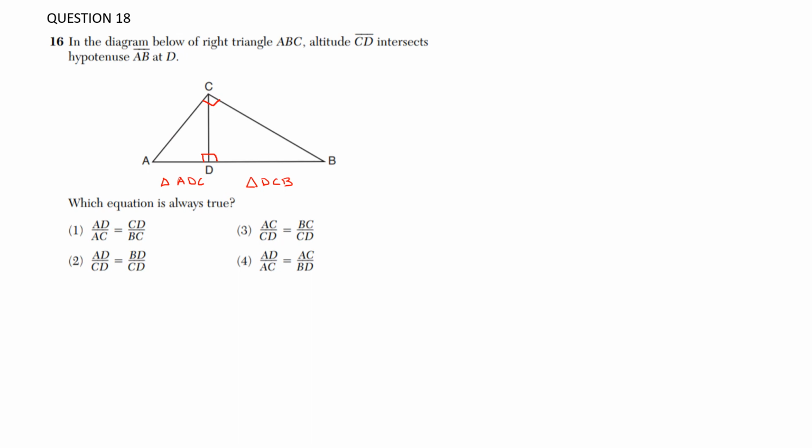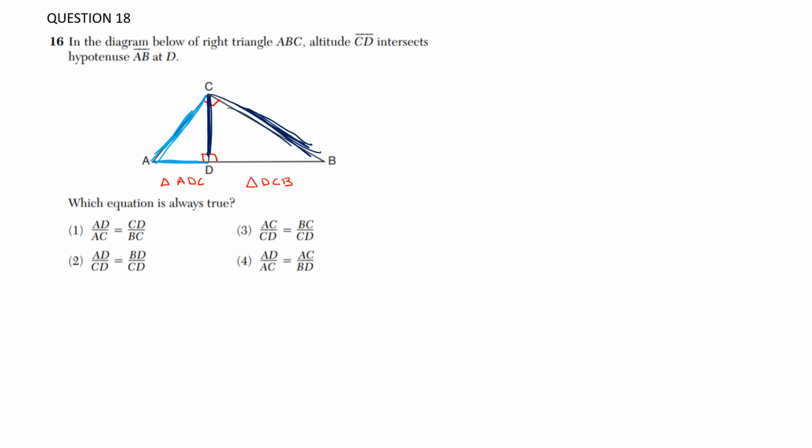So let's quickly look at answer choice 1. Answer choice 1 says AD over AC, so that's AD, this length, over AC, equals CD, this, over BC. Okay? So it looks like it's referring to one leg and one hypotenuse of the smaller triangles created from this altitude. So let's see how the relationship is to one another, right? Because we want to make sure we're comparing the right leg with the hypotenuse.